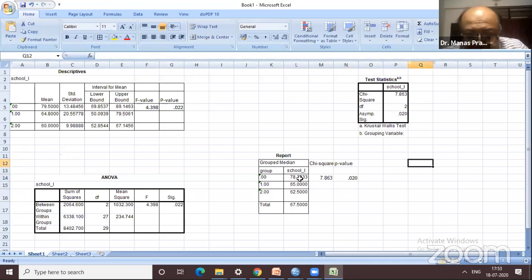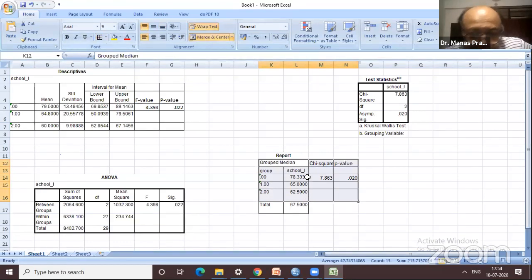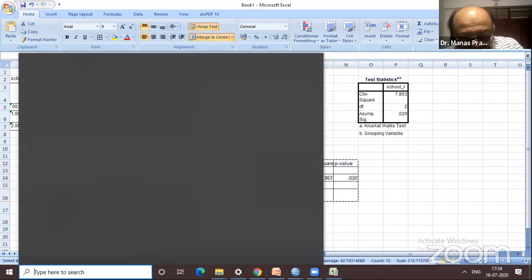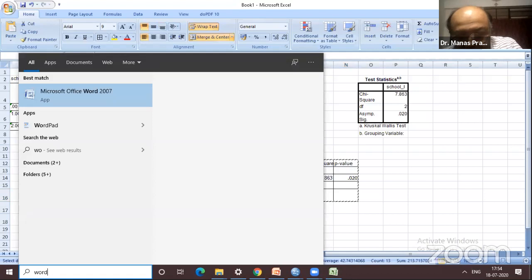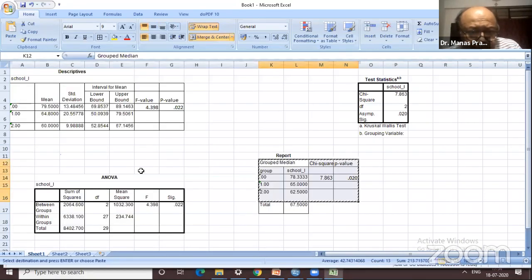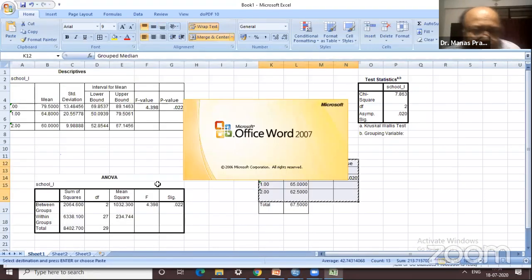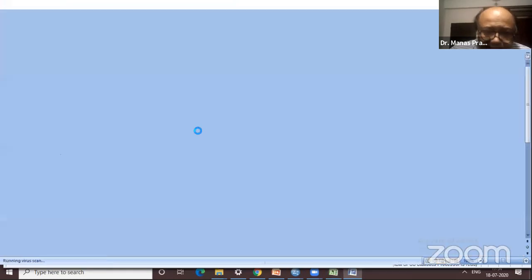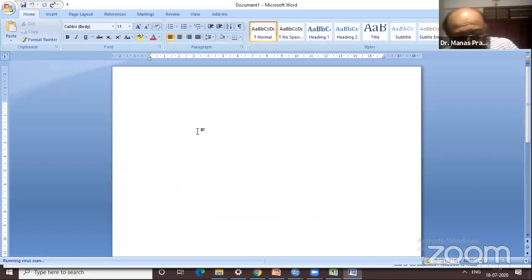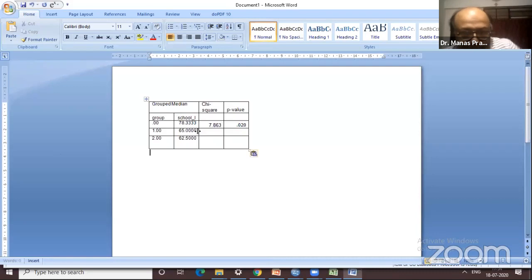You can give the degree of freedom also. Then copy this to Word. So this is the way you can present. This is my style of presenting. You can change your style also. I don't give all the values because a lot of questions can arise in that case. Like this you can present it.